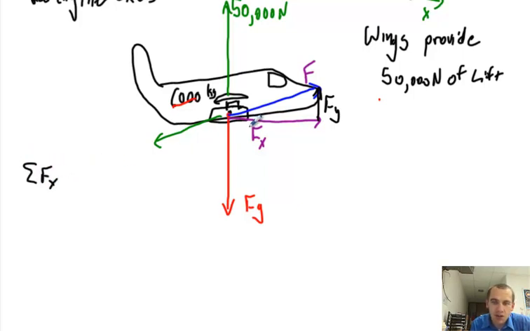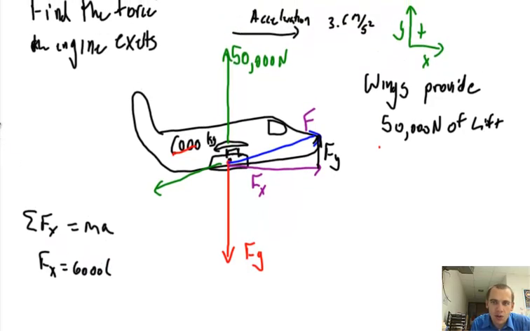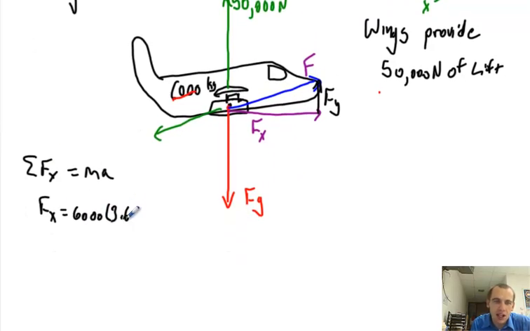So what I get is the net force in x. Now let me come over to my picture and look. Newton's second law says this is mass times acceleration, right? The only force I have that acts in x is Fx. So I have Fx equals mass, which is 6,000 kilograms, times its acceleration, which is 3.6 meters per second squared. So I already know the net force in the x direction. 6,000 times 3.6 is 21,600 newtons.